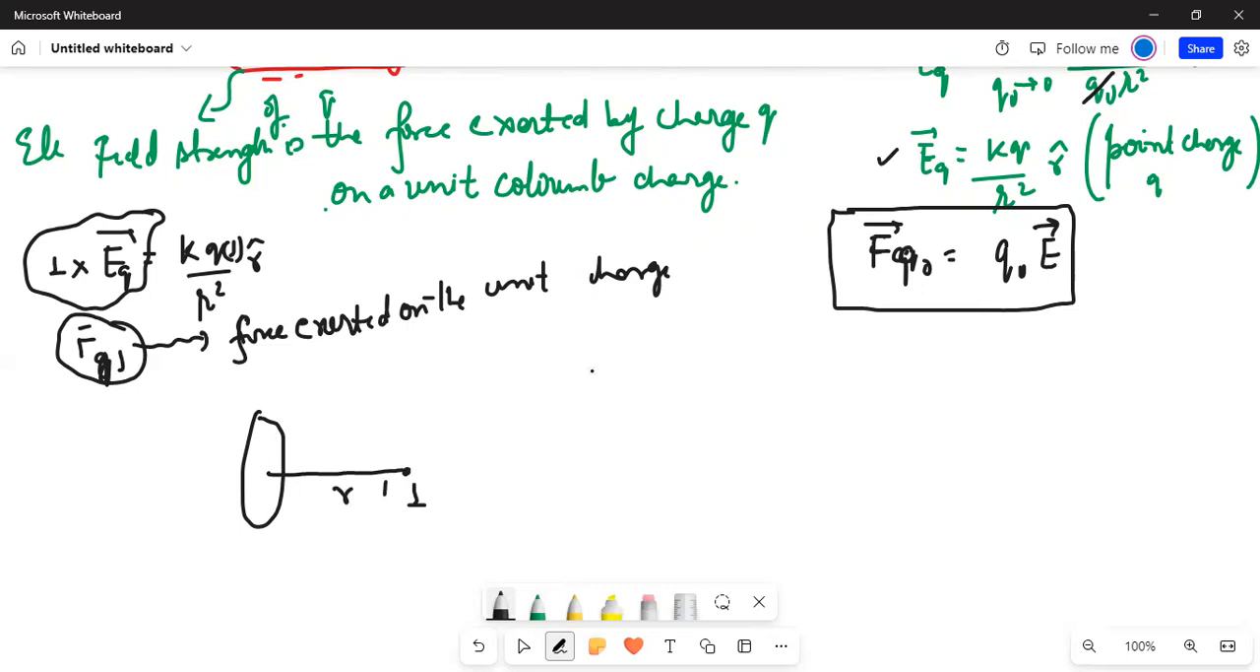Is that clear? Similarly, if I give you a sphere, and ask what is the field at point r from the center of this particular sphere, you will say, I will just place a 1 coulomb charge here, and find the force on this 1 coulomb charge, which is at a distance r away from the center of the sphere, and I will be in a position to find the electric field. Is that clear? Yes, sir.